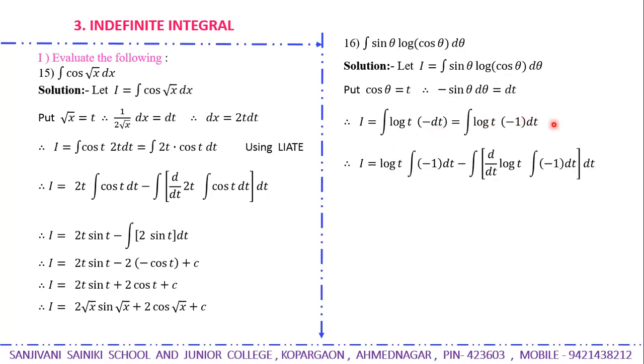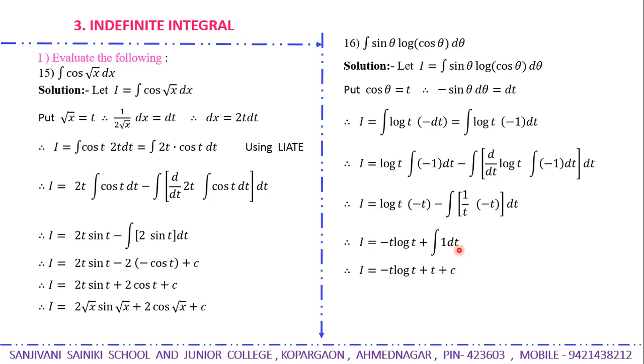So log of t times minus 1 dt: log first function as it is, integration of the second, minus derivative of the first function log t into integration of the second function, that is minus 1. So integration of minus 1 is minus t, because it is with respect to t. Then the derivative of log t is 1 upon t. Integration of minus 1 is minus t. Here t and t will get cancelled and here minus 1 will remain. This minus 1 and this minus 1 becomes plus 1. So minus t log t plus integration of 1 dt. But the integration of 1 dt is nothing but t plus c.